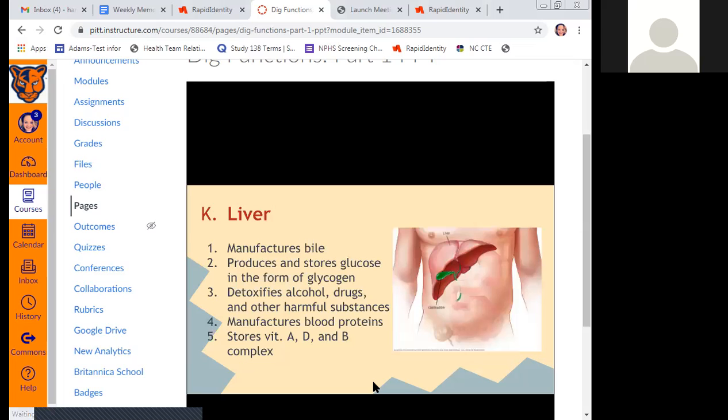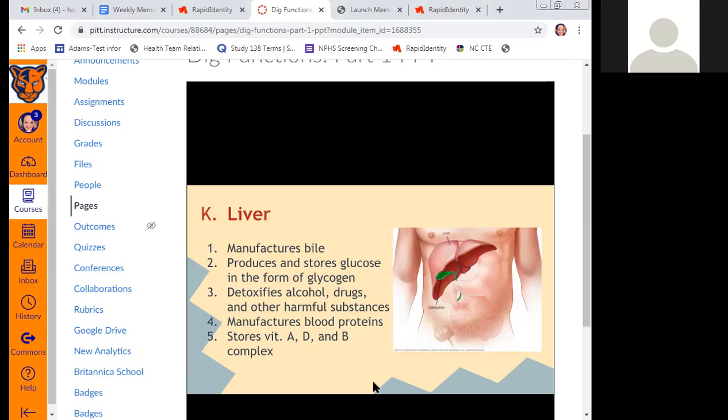Okay? Moving forward to the liver. The liver manufactures bile. The gallbladder is where bile hangs out. Okay? So the liver manufactures bile. It also produces and stores glucose in our body, which we know you've probably heard about with diabetes and things like that, where you have to check your glucose level. In our body, it's actually called glycogen.